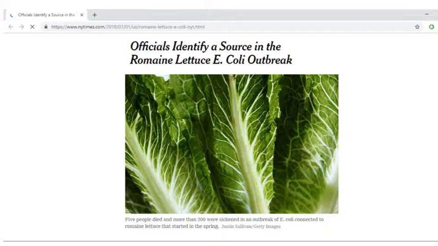According to an article by the New York Times, officials identified a source of contaminated romaine lettuce with E. coli bacteria to a tainted irrigation canal in an Arizona farm. The Federal Food and Drug Administration connected the genetic makeup of the E. coli with the bacteria found in the area's farm water. 5 people died from the outbreak from several different states, and over 200 others were ill in 36 states.